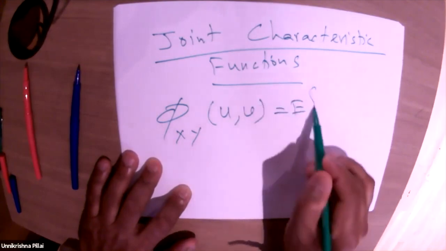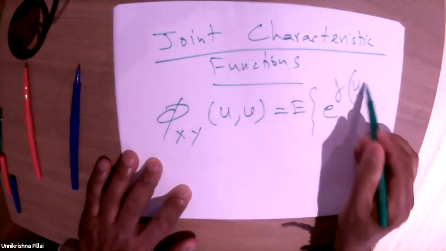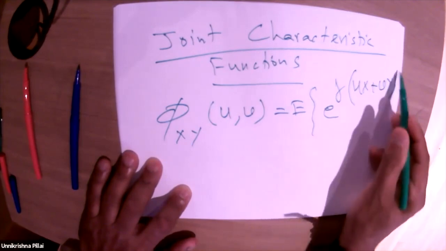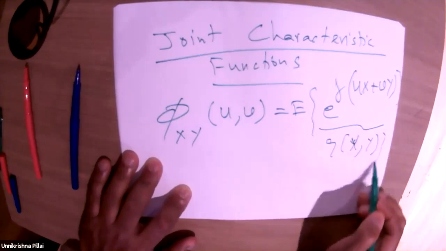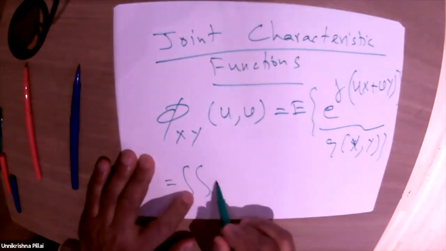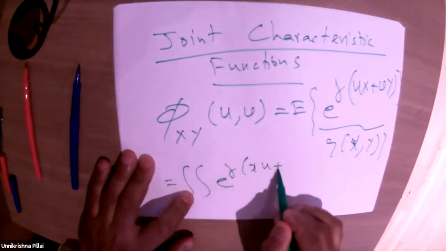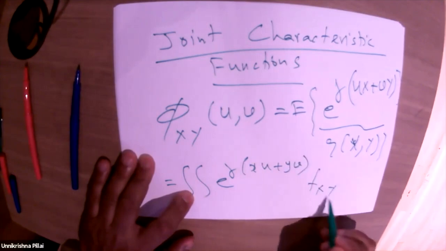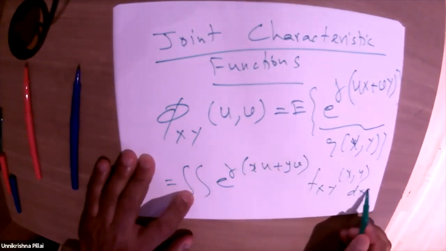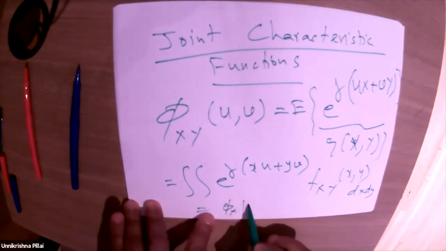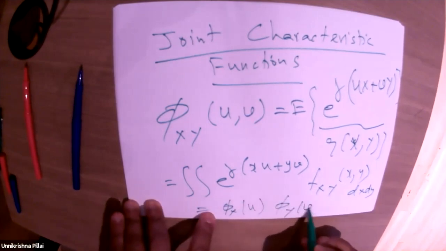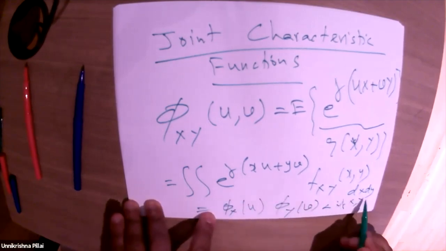So we'll simply define it as the expected value of e raised to j(ux plus vy). So this is like g of x comma y. So the previous definition, this is the integral of e^j(xu plus yv) f_XY(x, y) dx dy. So that's the joint characteristic function. You can see if x and y are independent, this will be equal to phi_X(u) multiplied by phi_Y(v).